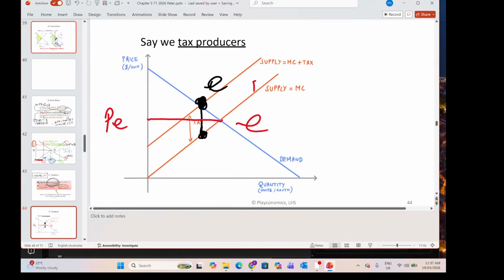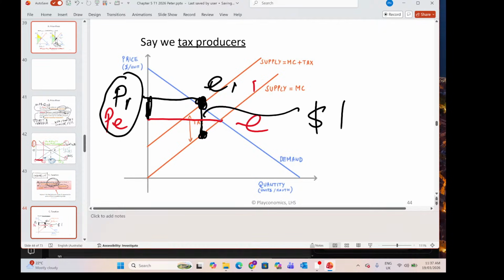Equilibrium moves up to E1. And now the price is at P1. Now what I want you to see here is that the rise in the price, which I'm showing on the left-hand side, is not as big as the vertical distance between the two lines. So if this vertical distance between these two lines equals $1, then this price rise is clearly not $1. How much is it? Let's say maybe it's approximately 50 cents. You can see it's about half the interval of the line showing the tax.